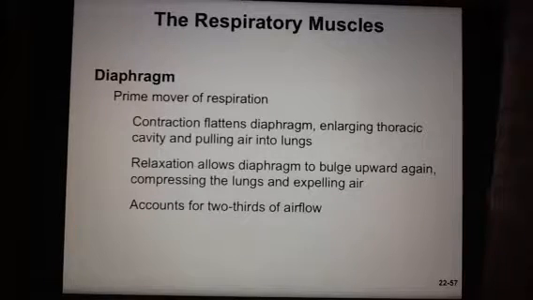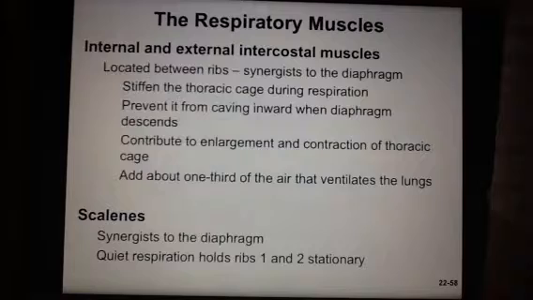Let's talk about those respiratory muscles first. The diaphragm is the prime mover of respiration. It contracts to flatten, and when that happens, it enlarges the thoracic cavity, and that helps to enlarge the whole volume of the lungs, and it does pull air into the lungs, but that has to do with the pressure as well. And then when the diaphragm relaxes, it goes upwards, and it compresses the lungs and pushes the air out. The diaphragm contraction and relaxation accounts for 2/3 of the airflow. So without that muscle, our breathing would not be what it is.